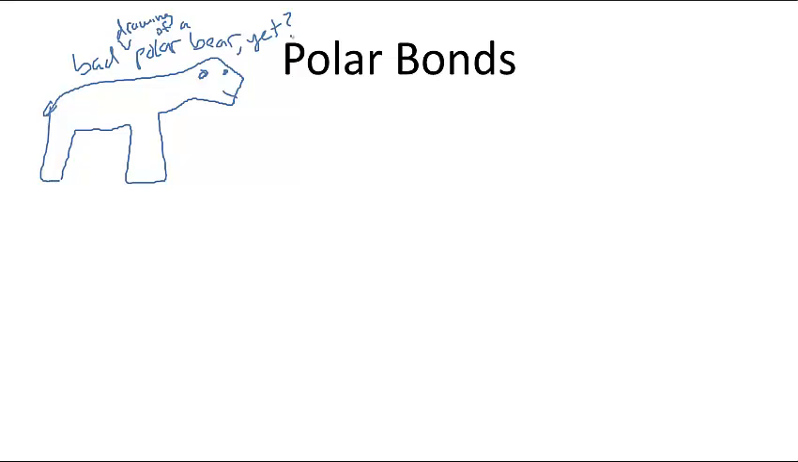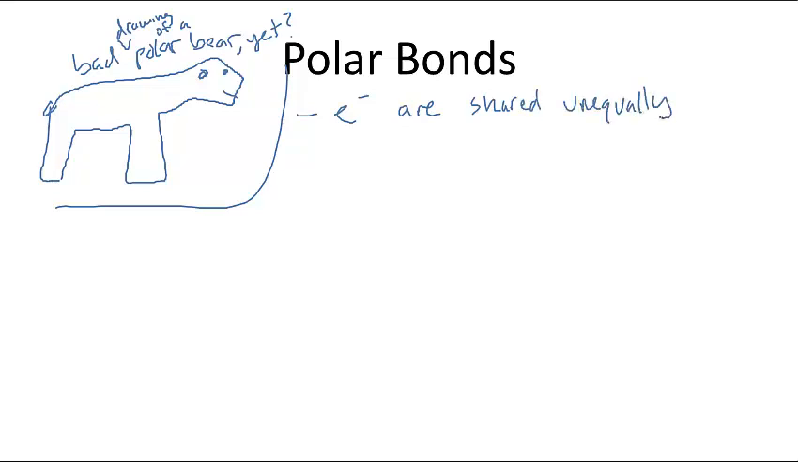Okay. So, polar bonds. In polar bonds, electrons are shared unequally. And this is the result of bonded atoms with unequal electronegativity.